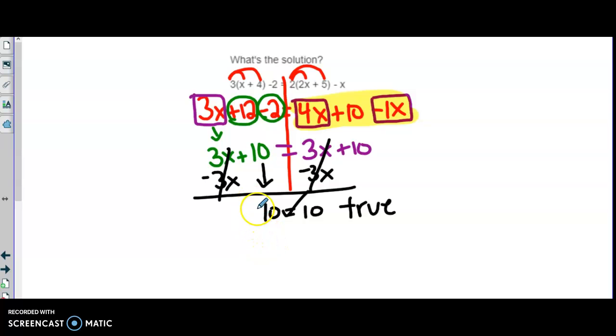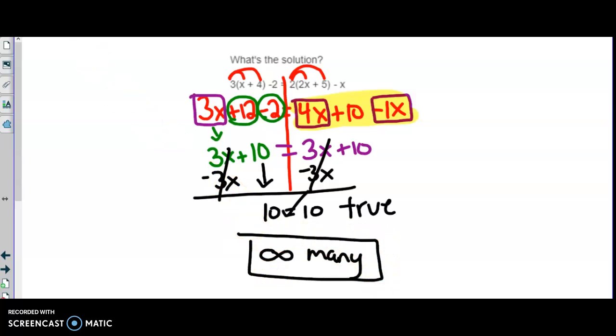So we call this infinitely many solutions. For an abbreviation, I'm going to use the infinity sign, infinitely many. Or you could spell it out. But no matter what number you plug in, it will be a solution. So there are infinitely many solutions. So this is actually your answer. 10 is not your answer. Your answer is infinitely many.